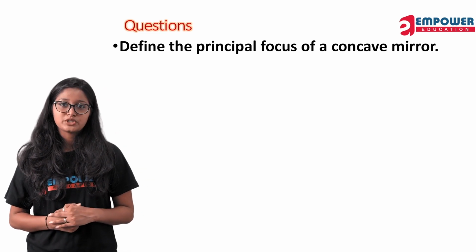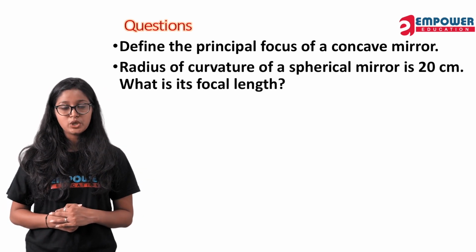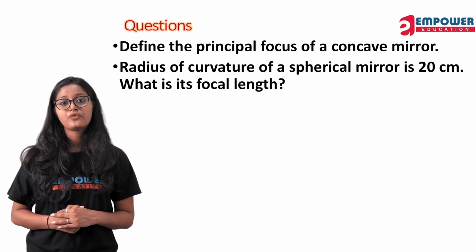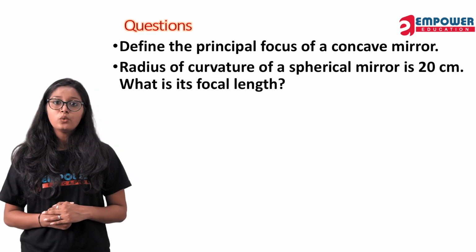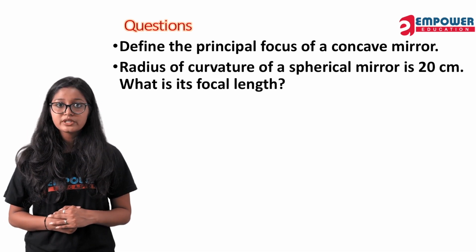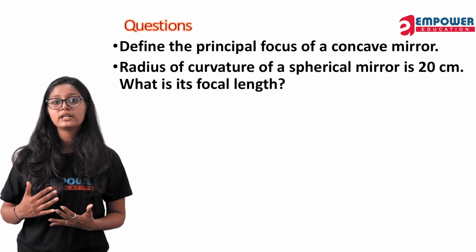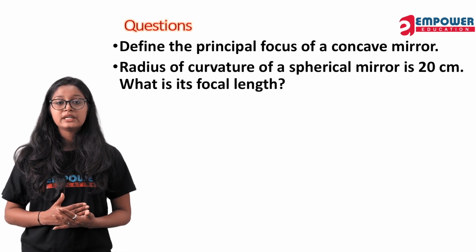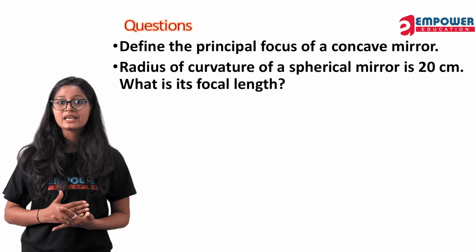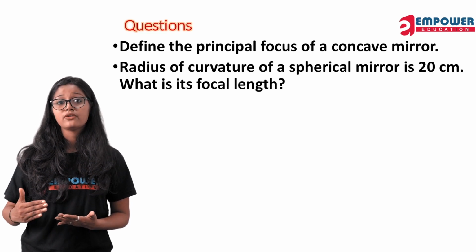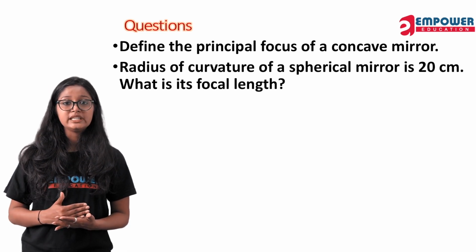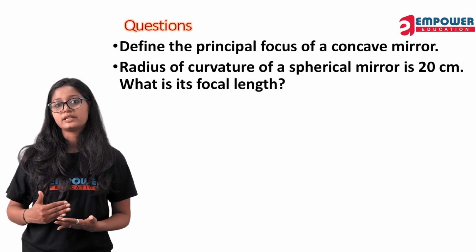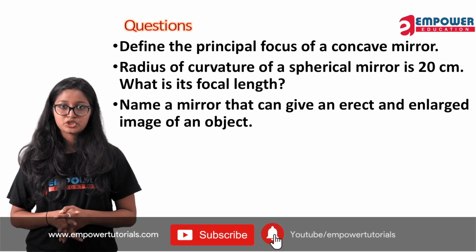Let's move to the next question. The radius of curvature of a spherical mirror is 20 centimeters. What is its focal length? We know that the radius of curvature is equal to twice the focal length. So if the radius of curvature is 20 centimeters, then 20 = 2 × f, and dividing 20 by 2 gives the focal length f = 10 centimeters.